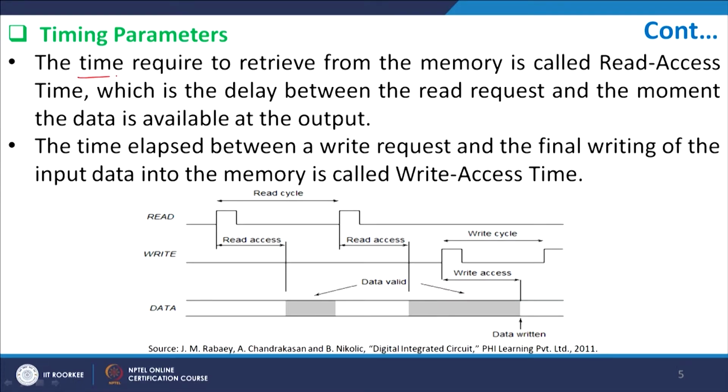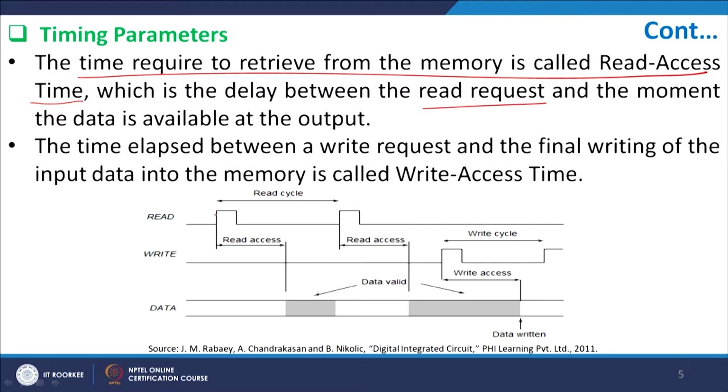The time required to retrieve data from a memory cell is defined as read access time. What is read access time? If the data is already there in the memory core and you send a read request, there is a certain time interval between the read request and the data coming to the output. That difference in time is referred to as the read access time, or RAT.